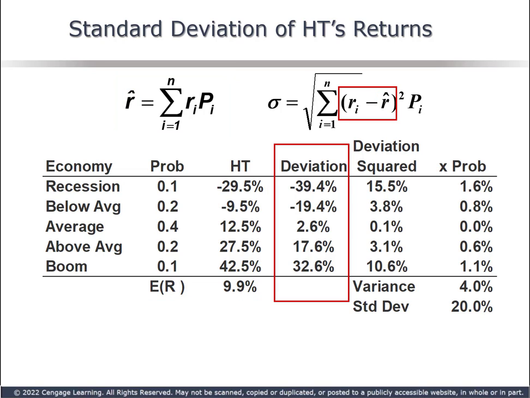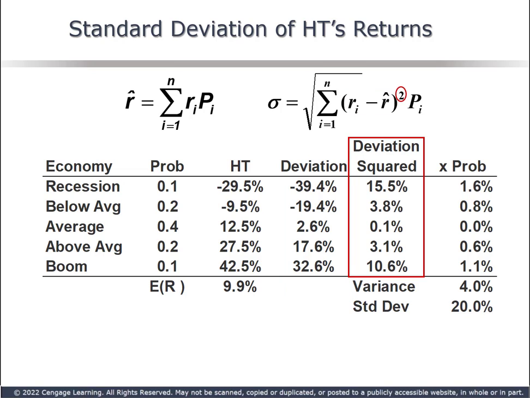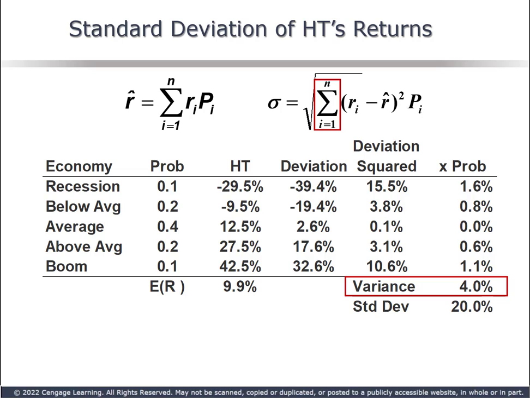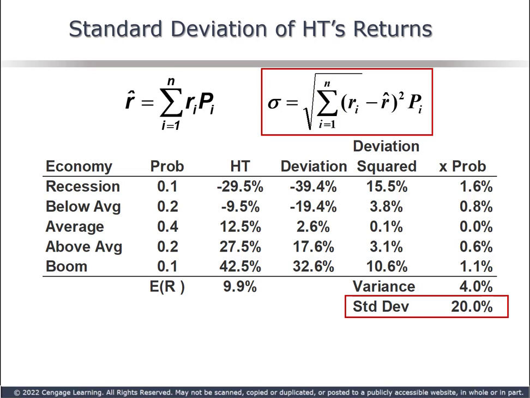With the standard deviation, start with what is inside the parentheses, the deviations. Each state's expected return minus the overall expected return. Then handle the exponent. Square the deviations. Then multiply those values by the probabilities. Finally, add all those up to find the variance. And last, take the square root.